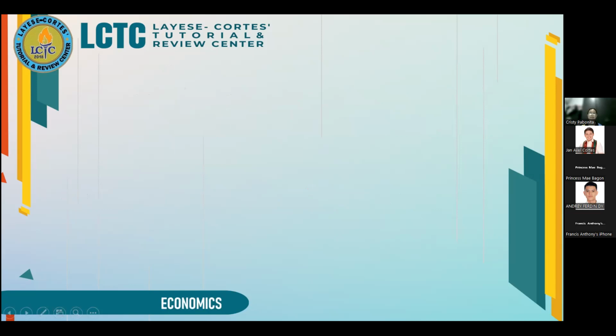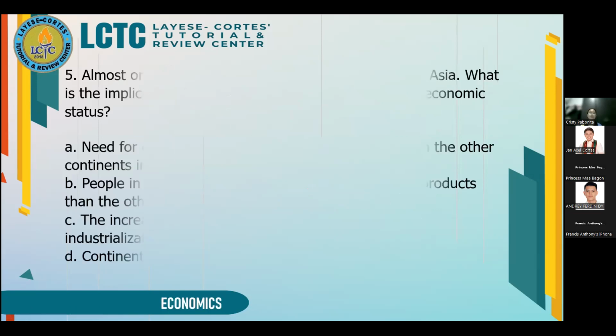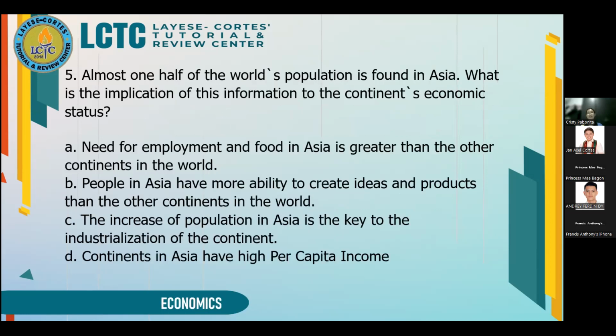Okay, economics. All right, so here, almost 1/2 of the world's population is found in Asia. That is because the two highest populated countries in the world are in Asia, which are China and India. So almost 1/2 of the world's population is found in Asia. So what is the implication of this information to the continent's economic status?